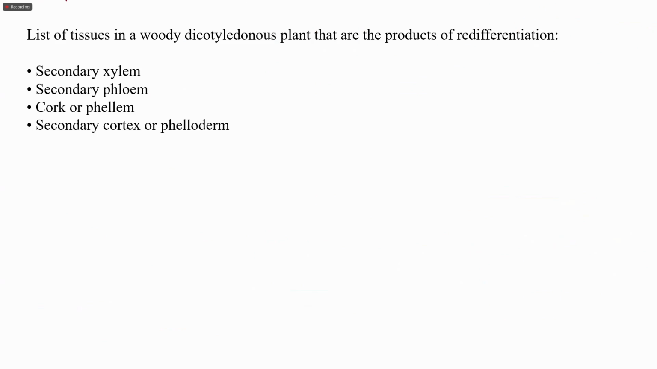Now, the list of tissues. There was a question in NCERT that enlists certain tissues that are the products of redifferentiation. So this is the list of tissues in woody dicotyledonous plants that are the products of redifferentiation. Secondary xylem is a product of redifferentiation, secondary phloem, cork or phellem, and secondary cortex or phelloderm. These are the products of redifferentiation.